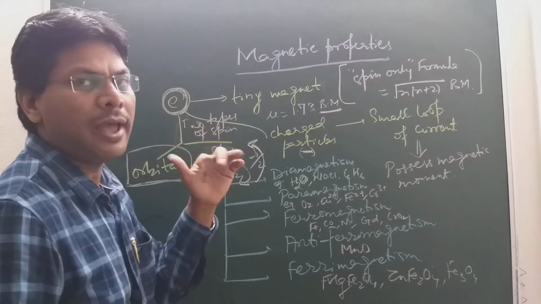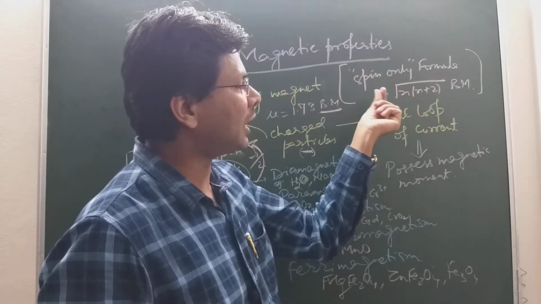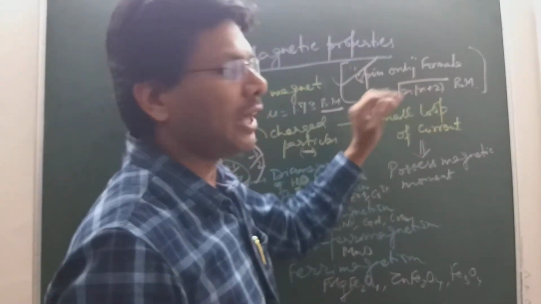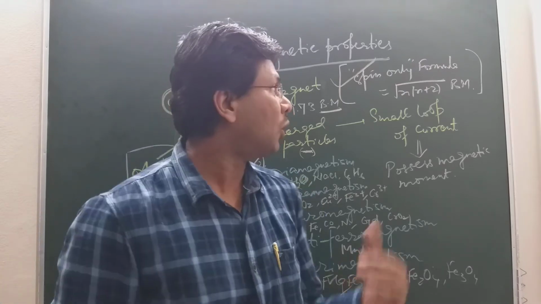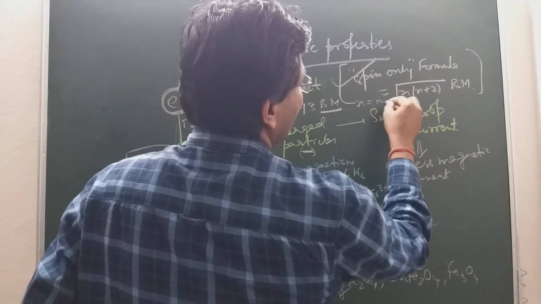Due to spin motion, a magnetic moment is generated, that is given by the spin only formula, which is root under n(n+2) BM. This is a very important formula for your exam, where n is the number of unpaired electrons. As the number of unpaired electrons increases, the magnetic moment also increases.